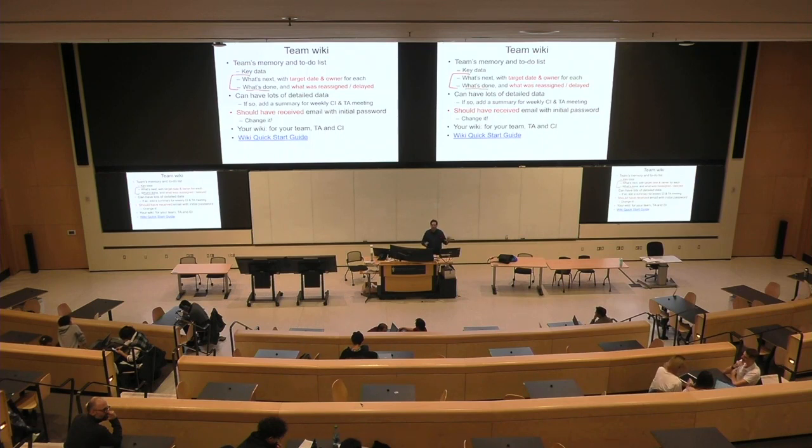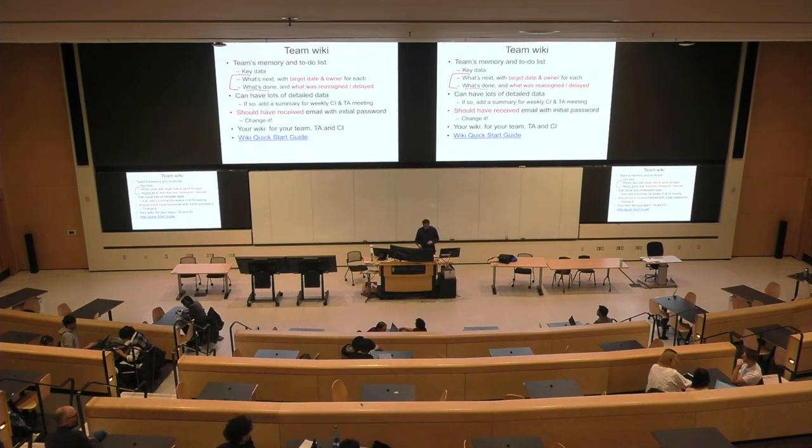Okay, and that's going to form part of your grade on all of your milestones for the project management part. Your TA doesn't just care about how well your software works, he or she cares about how well your team works, how well you organized yourself. And a key part of that is what you are writing on this wiki. You can have lots of detailed data that you don't really want to show the TA, that's fine. You can just put it on a separate sub-page for the team.